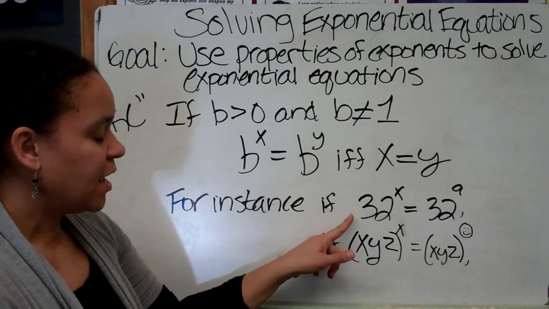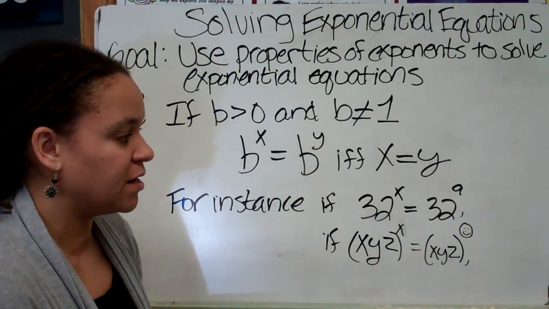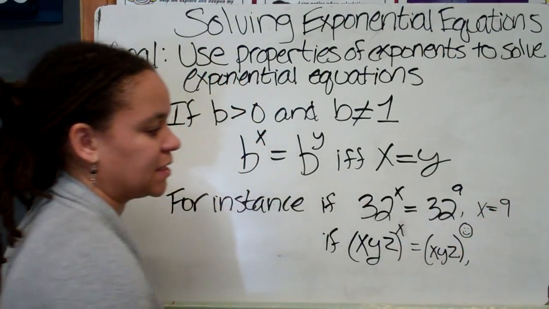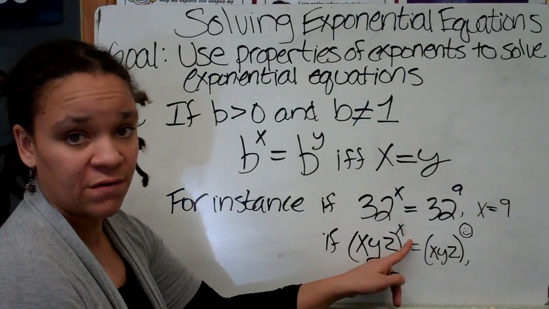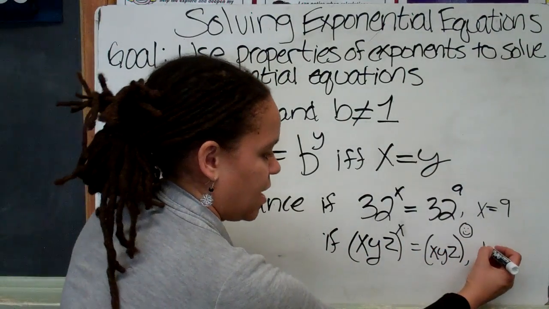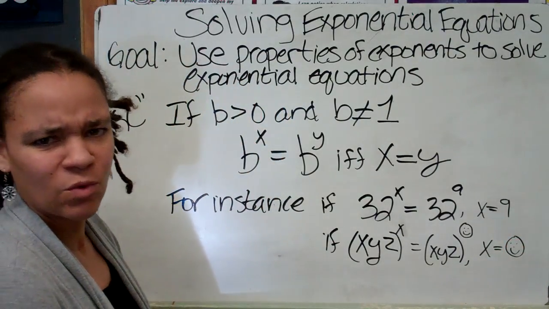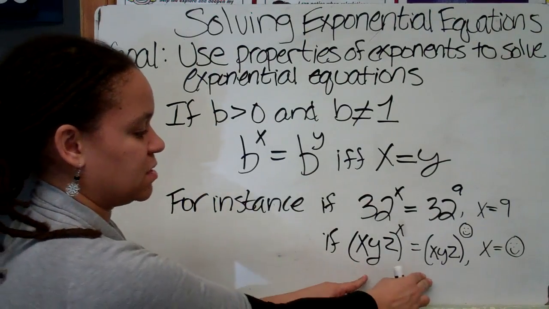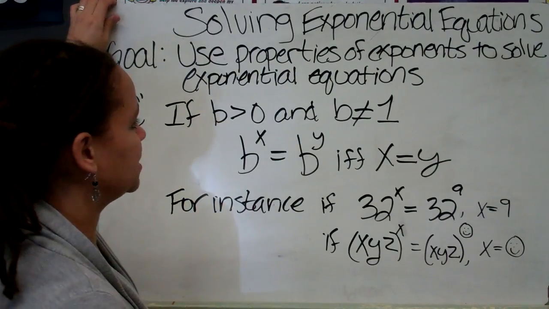So for instance, if 32 to the power of x is equal to 32 to the power of 9, obviously x is equal to 9. That's a simple one to state the concept. If xyz, doesn't matter what it is, to the power of x is equal to xyz to the power of happy face, I don't care what it is, x is going to be equal to happy face. We don't have any happy faces today, but hopefully you get the point. No matter what, if the bases are the same, the exponents must be set equal to each other. Let's look at a few examples.